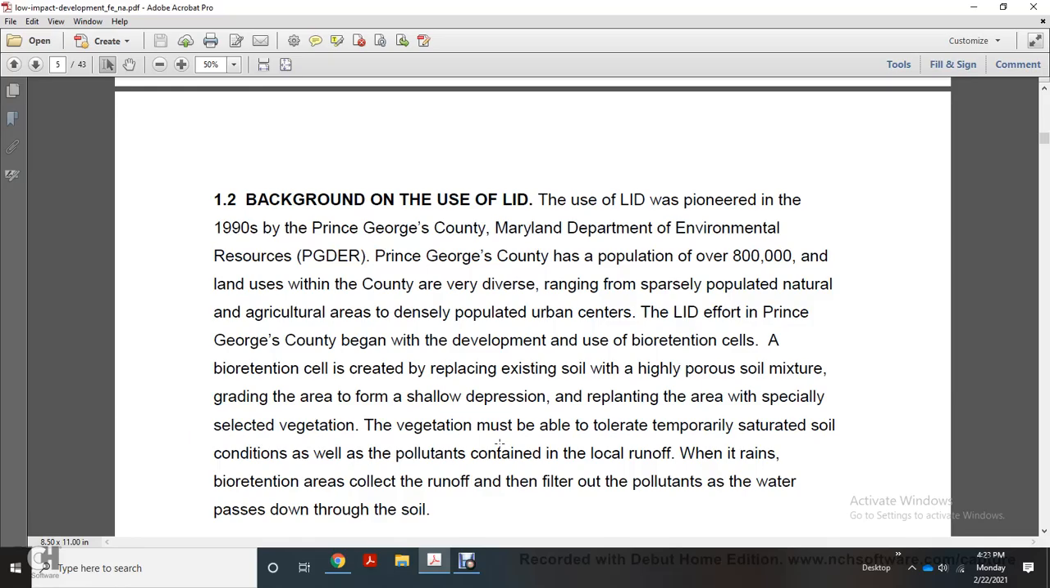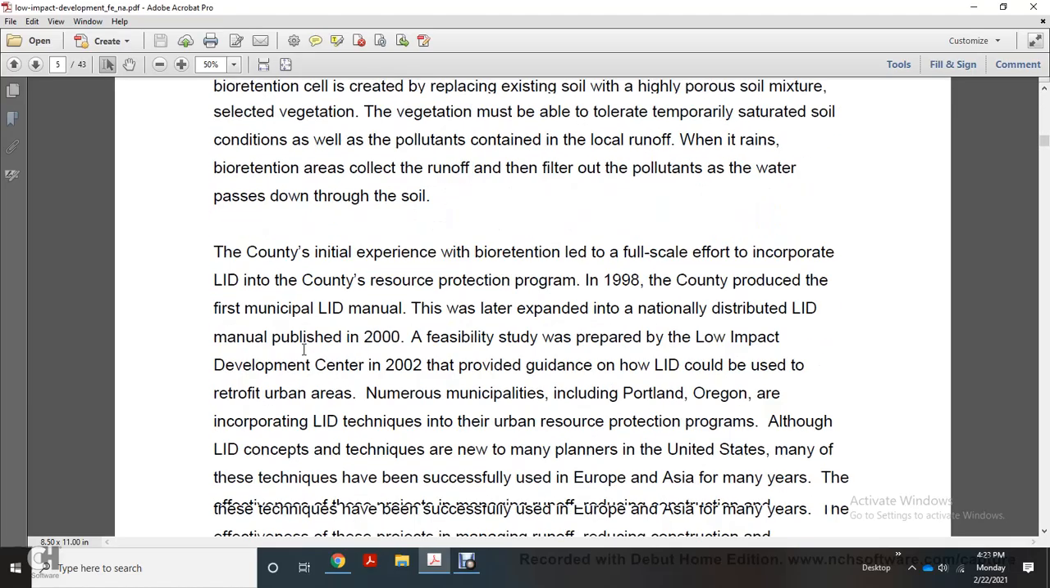The bioretention cell is created by replacing existing soil with a highly porous soil mixture, grading the area into a shallow depression, and replanting the area with specially selected vegetation. Vegetation must also tolerate temporary saturated soil conditions as well as the pollutants contained in local runoff when it rains. The bioretention area collects runoff and then filters out the pollutants as the water passes down through the soil.